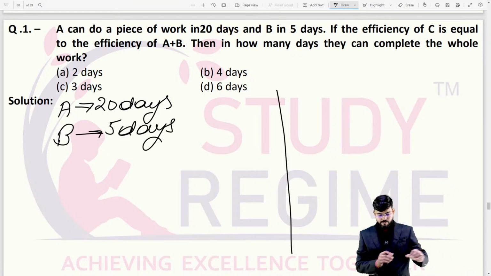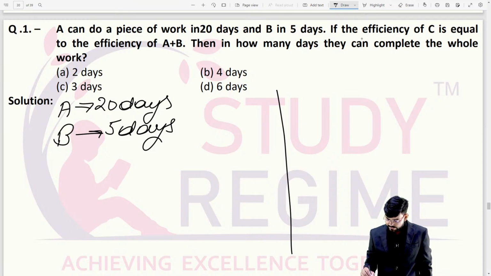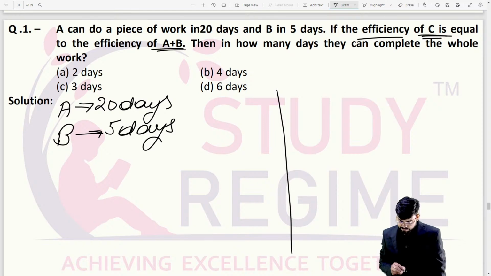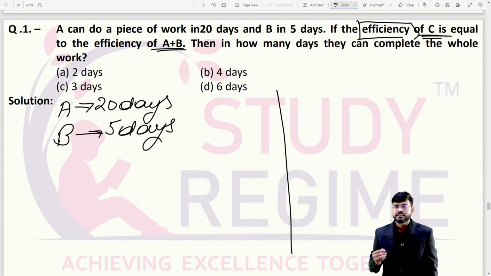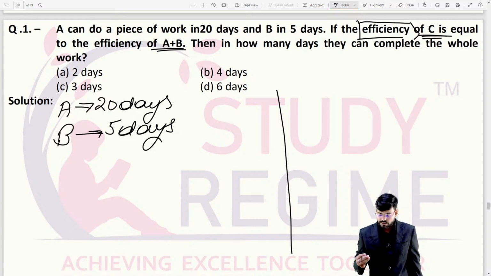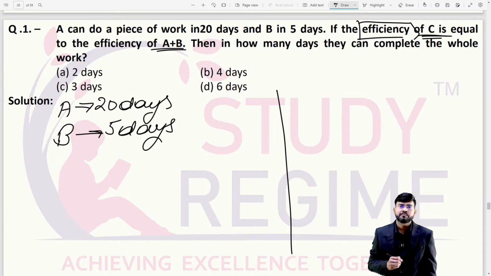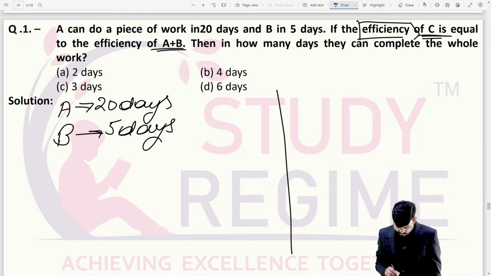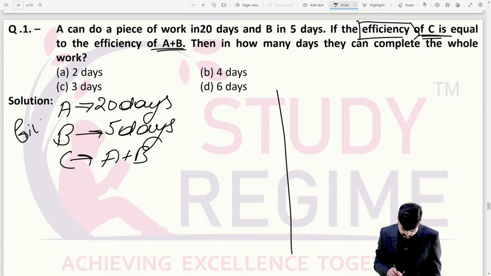It is given next that the efficiency of C is equal to the efficiency of A plus B. What do you understand by efficiency? Efficiency here means that the amount of work which C is doing alone is equal to the amount of work done by A and B together. Okay, the efficiency of C is equal to A plus B. This is given in the question.